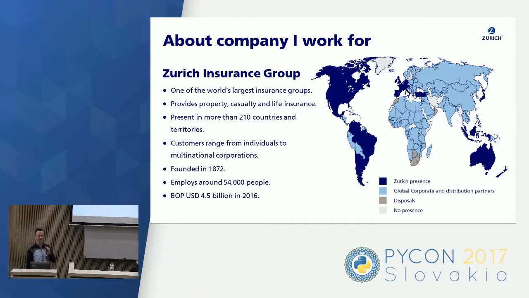It's a very old insurance company. It was founded more than 150 years ago. It employs 54,000 people. And last year was a very successful year. We had $4.5 billion business operating profit. So we are expecting pretty good bonuses this year.